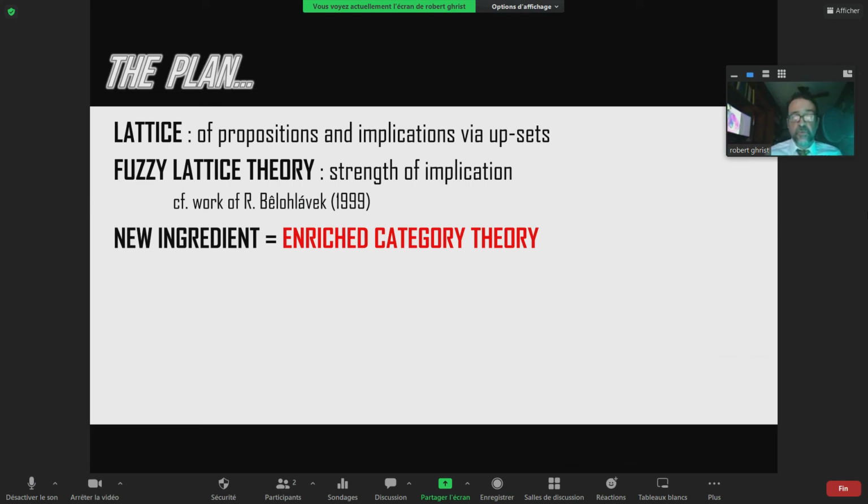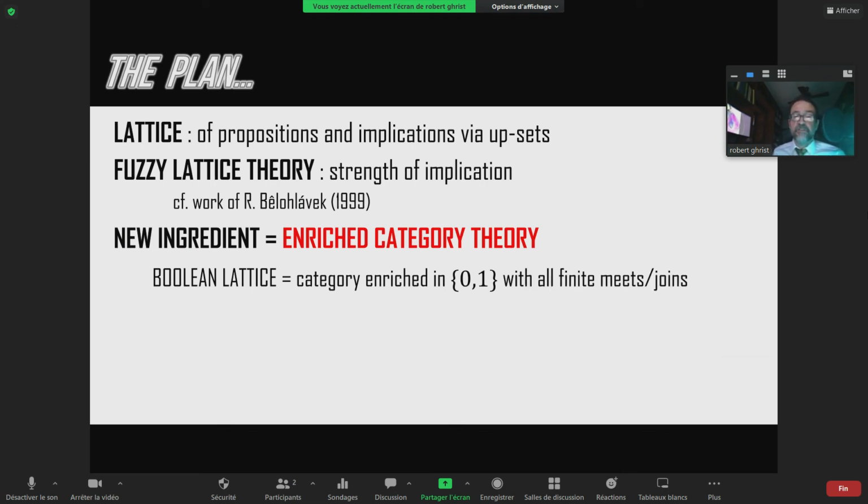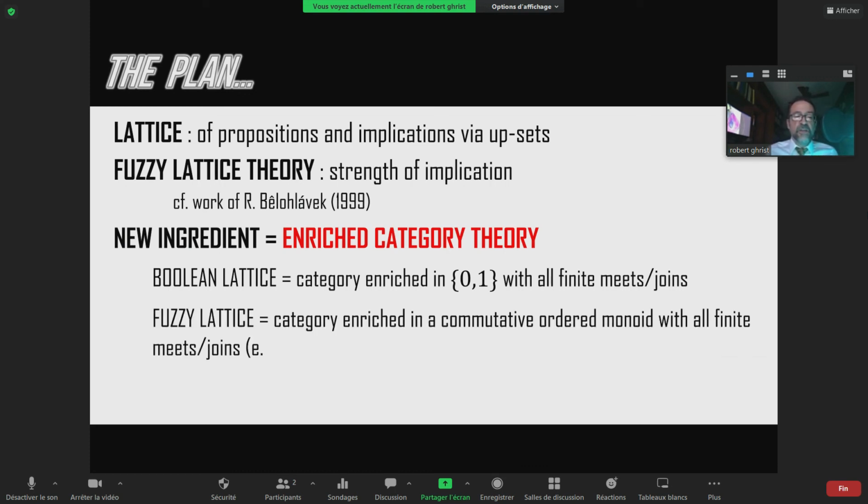And for us, the new ingredient that we want to bring to this is a little bit of enriched category theory. Instead of just slapping an interval from 0 to 1 on top of the elements of the lattice and then trying to get things to work out, move backwards a little bit. Start from the foundations, get the category theory right, and then try to retell the story that we've been telling for 2 days now. If you think about a Boolean lattice as a category enriched in just the set {0, 1} that has all finite meets and joins, all the other properties that I need in order to be a lattice, if we think of that as being sort of trivially enriched in the Boolean category, then we can talk about fuzzy lattices, lattices where you have more sophisticated notions of truth as being a category that is similarly structured, but now enriched in some commutative ordered monoid.